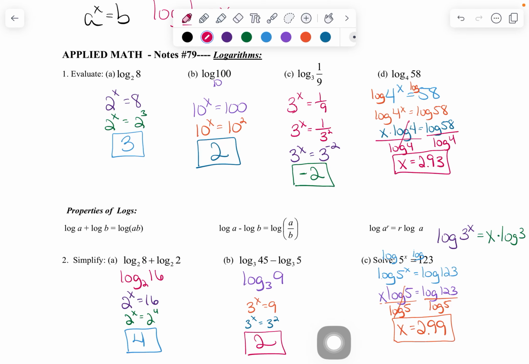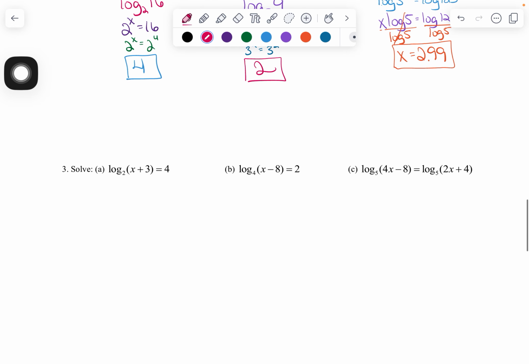All right, this is going to be the second video for Notes 79. You can see the first part. I did this in the first video. So this was all simplifying and evaluating up top and then applying the properties of logs to question number 2. So if I slide on down to question number 3, we are solving some more.